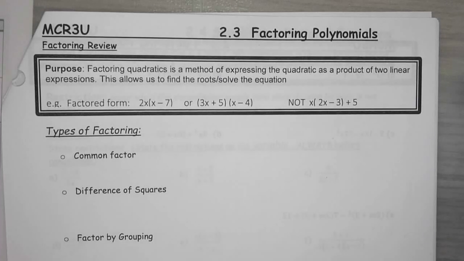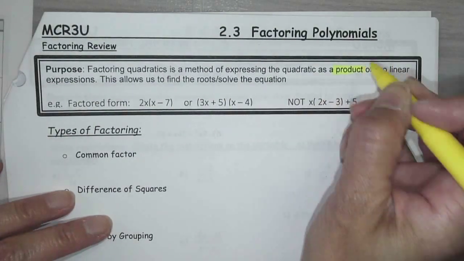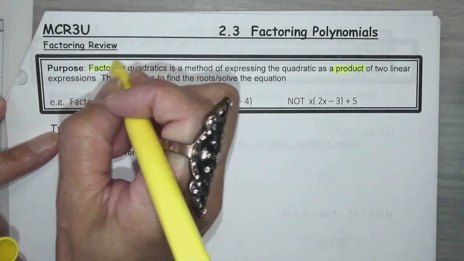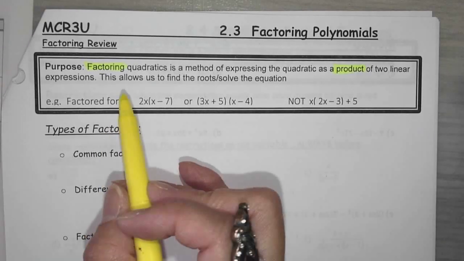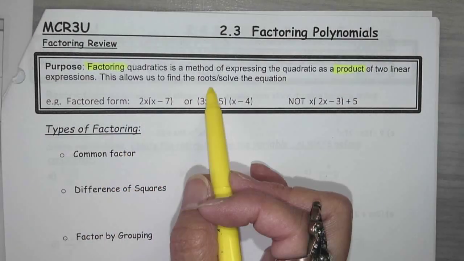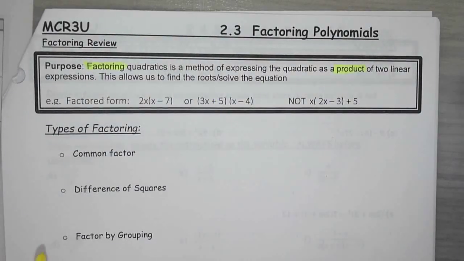The purpose of factoring. I wanted to go over this because the purpose of factoring is to express it as a product. Factoring means we're changing things to a product, so it should end up being something times something. This allows us to find the roots or solve the equation. You've heard those words before: find the roots or solve the equation.